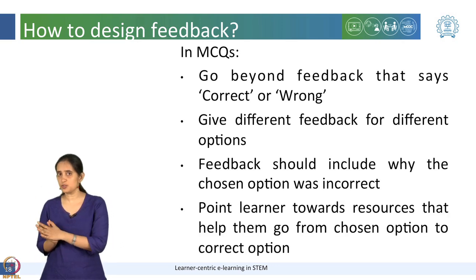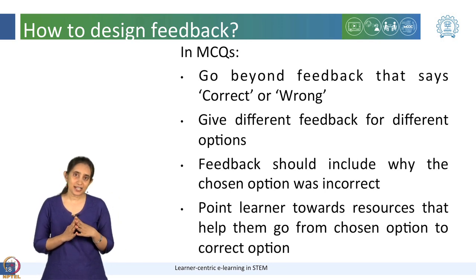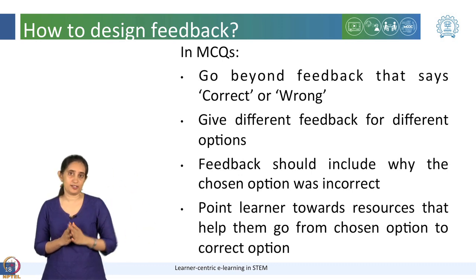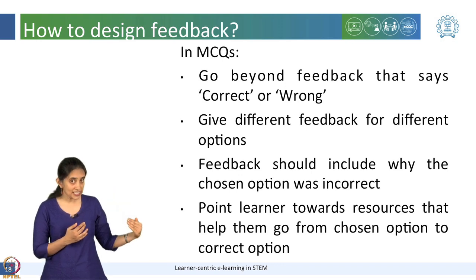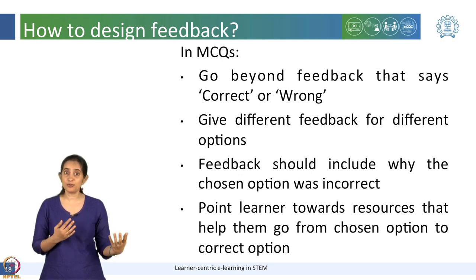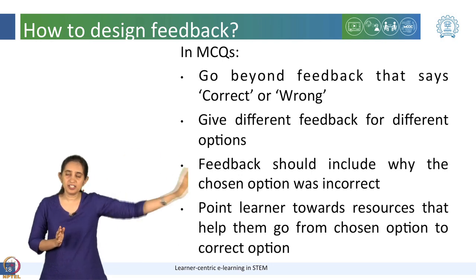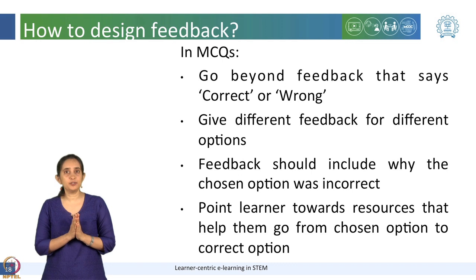Similarly, if another student chose option C, which also may be the wrong answer, he would get feedback saying why option C is wrong, and that may not be the same reason as option A. And he should get feedback which helps him go from the reasoning for option C towards the correct answer. Again, this path or these resources may be different. So, it's fine to tell one learner, go look at the previous video, and it's fine to give feedback for a different option on correcting something else.